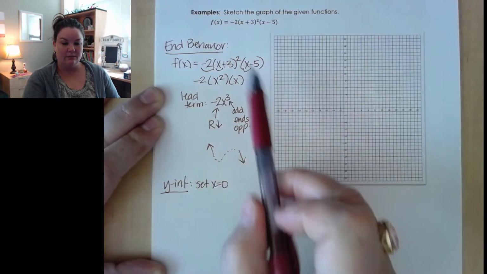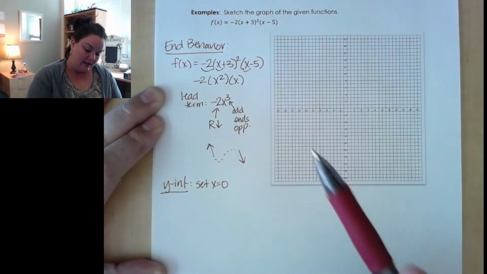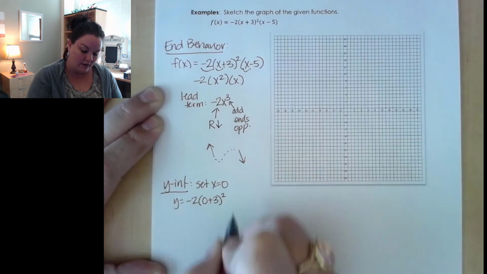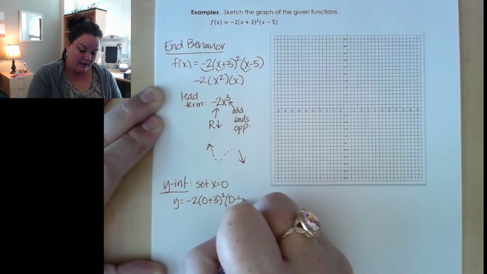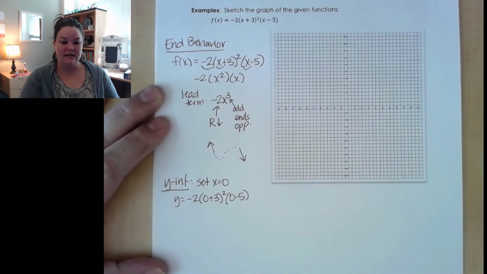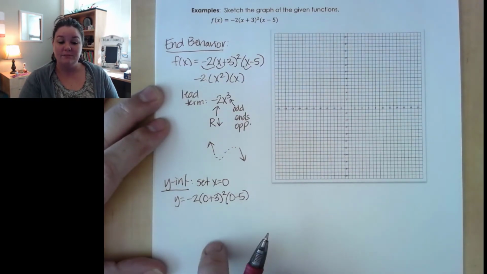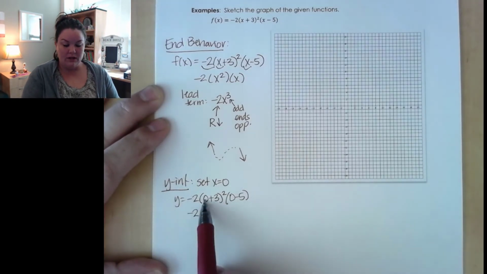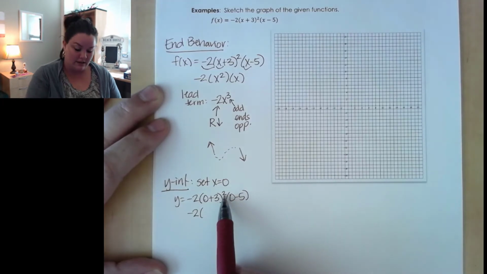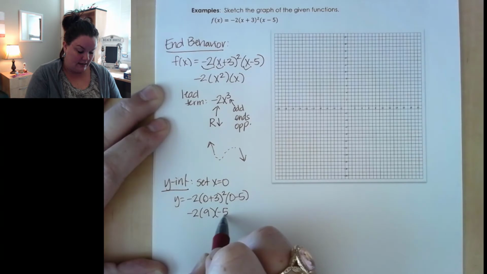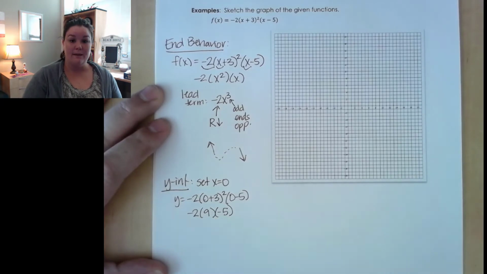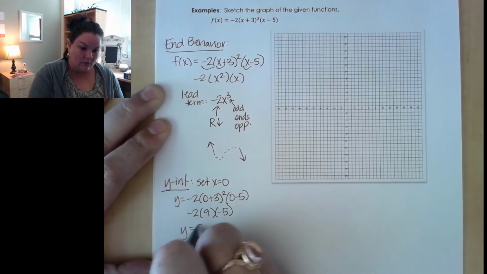So if I plug in 0 for x in my original, I get y is equal to -2 times the quantity 0 plus 3 squared times 0 minus 5, right? And then I simplify those so that I can see what this equals. So this gives me -2 times 0 plus 3 is just 3, but then notice it's squared. So that's going to give me a 9 times -5. So -2 times 9 gives me a -18, and -18 times -5 gives me a positive 90. So I get y equals 90.